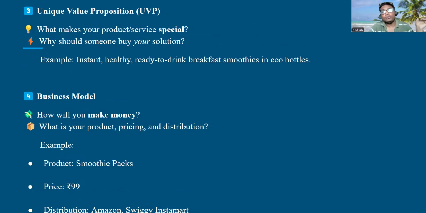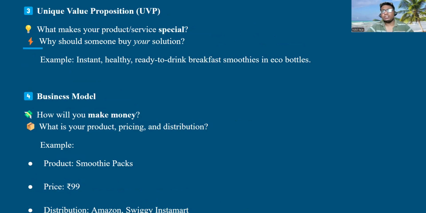Next is UVP or USP. UVP means unique value proposition and USP means unique selling point, right? So what is the unique selling point, or the unique value proposition, your product is offering which other competitors are not offering in the market? Next is business model. Business model is nothing but how you are generating the money, how you are generating the revenue, and how you are generating the profit.